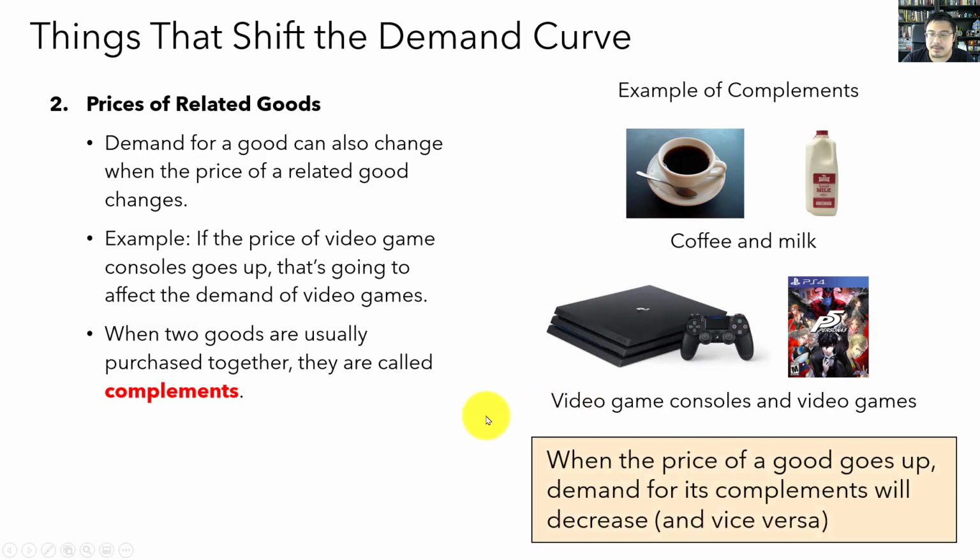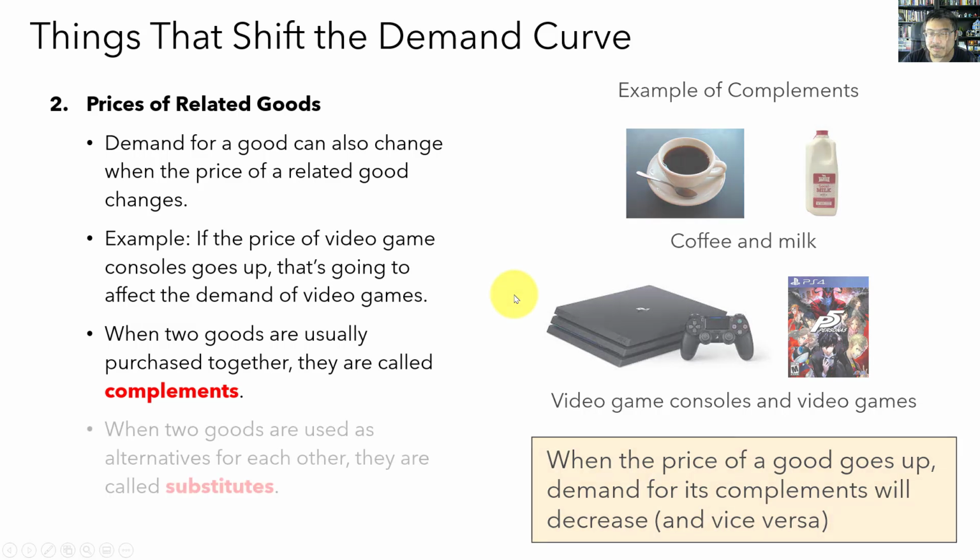And the important thing to remember about complements is that when the price of a good goes up, the demand for its complements will decrease, okay, and vice versa. Right, so think of it this way. If the price of a video game console goes up, then demand for its complement, the video games, is going to decrease, right? And that happens because complements go together. So if the price of one of them goes up, people are going to want less of the thing that goes together with it, okay?